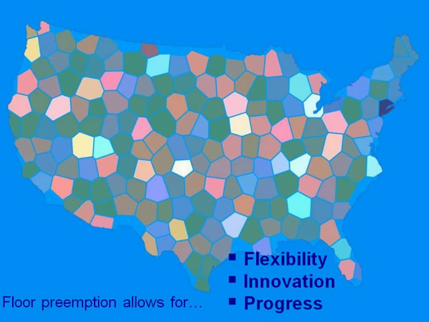Floor preemption, which allows for states and localities to actually enact stronger laws than the floor preemption law itself, is really important in public health, and a lot of the public health innovation has come at the local level, and since floor preemption allows for state and local action, this is very important for public health. There's more flexibility, more innovation, and more progress in local laws, and as I said, a lot of the innovation in public health has come at the local level.